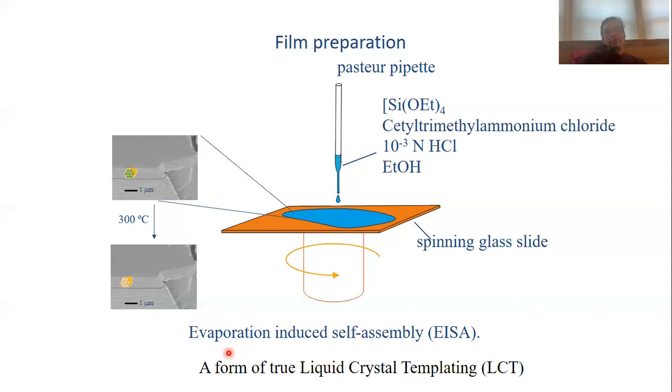Okay, so this evaporation-induced self-assembly is a form of liquid crystal templating, because we form a true liquid crystal, and the true liquid crystal forms because of the evaporation of the ethanol, which increases the concentration of the species so that actually a liquid crystal of the surfactant forms, around which the silicic acid then polycondenses.